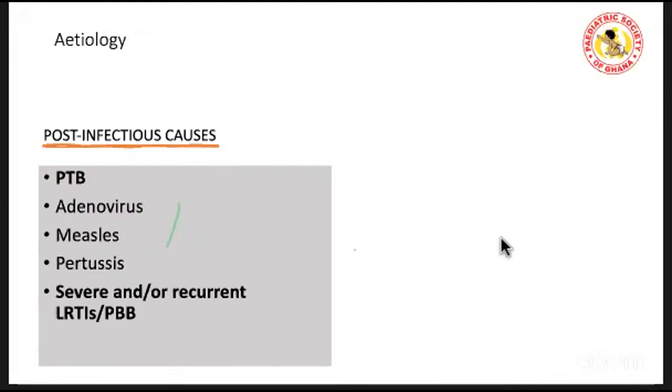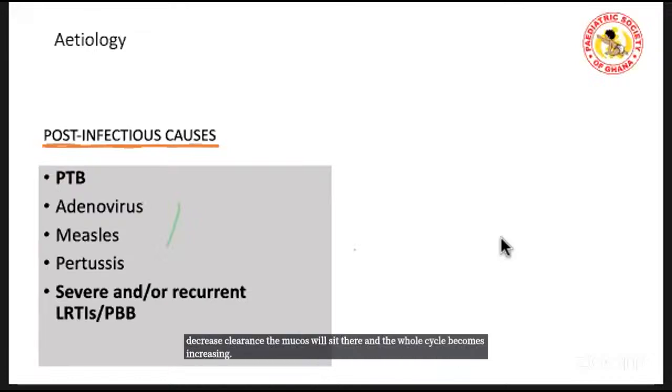So we'll talk a bit about the etiology. And by far in our part of the world, post-infectious causes are the most common, particularly pulmonary TB. We know that in young children, the presentation of TB is usually lymph node disease, and the lymph nodes can cause compression of the airways. The compressed airways mean decreased clearance, the mucus will sit there, and the whole cycle will be perpetuated.